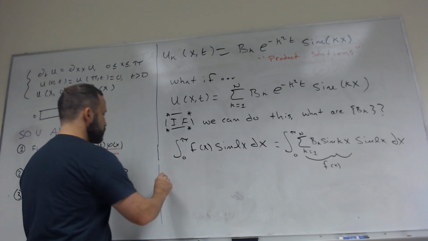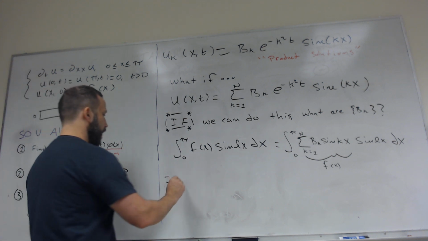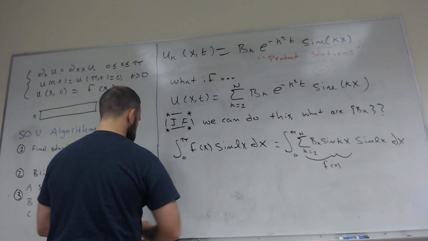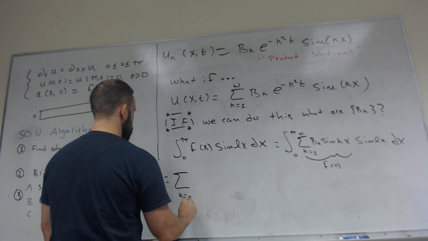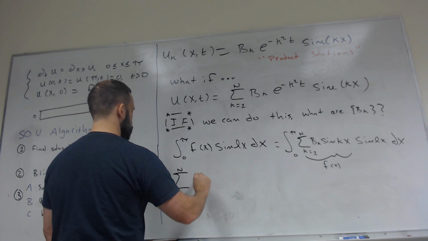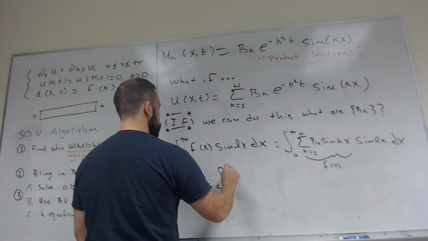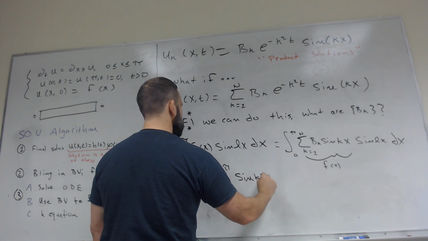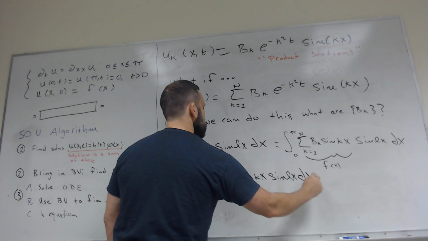Now, this is a finite sum. The sine functions are all bounded, so no problem at all with exchanging the sum and the integration. And what I'm going to get now is the sum k equals 1 to n of b_k times the integral from 0 to pi of sine(kx) sine(Lx) dx.